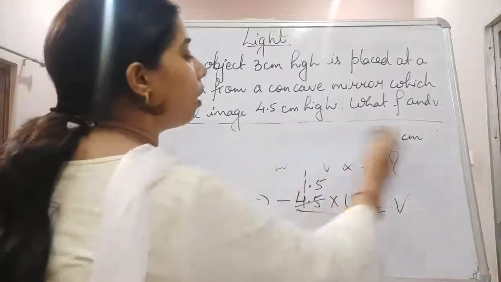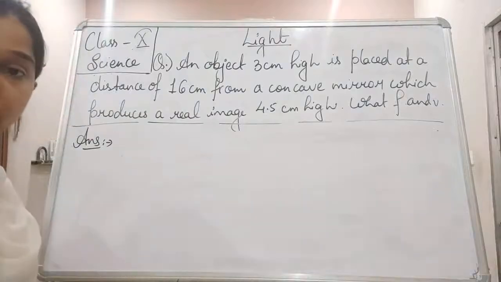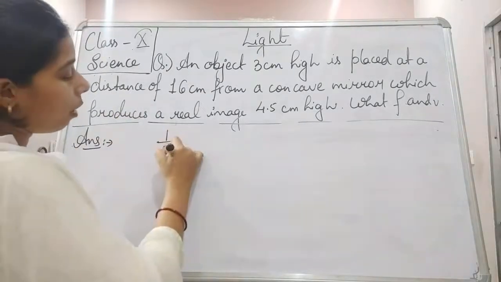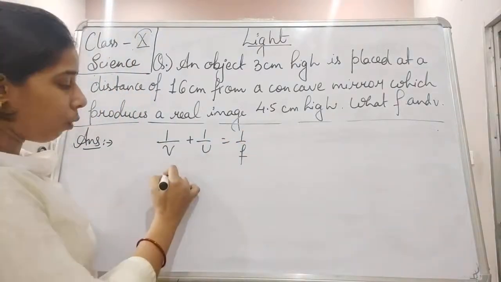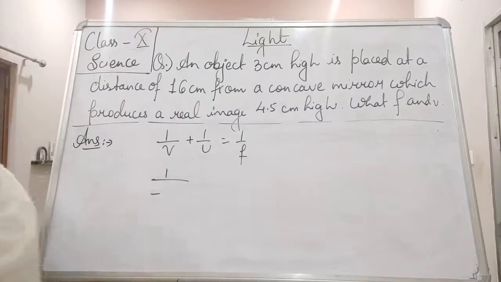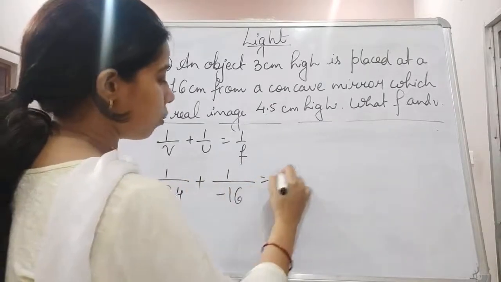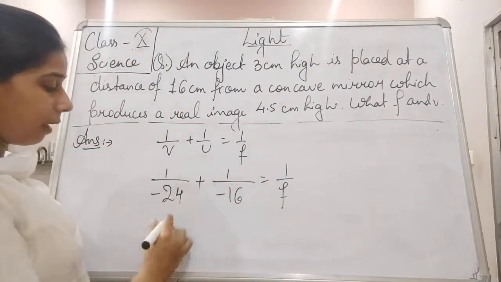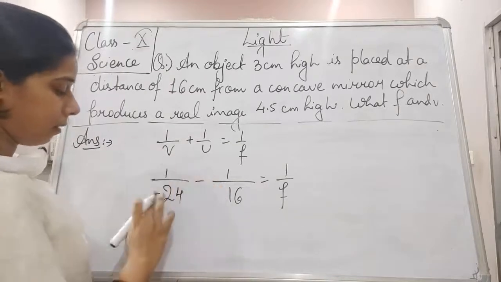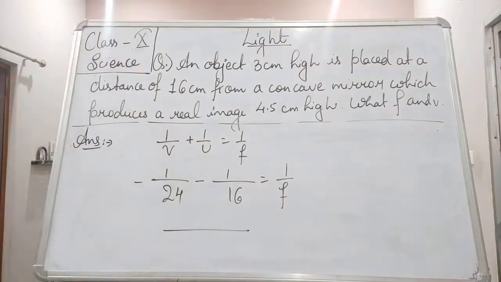Now let us move on and solve the another one, and that is the mirror formula. Focal length. We have to find the focal length. So formula is 1 by v plus 1 by u is equal to 1 by f. Right? Putting the value of the image distance, 1 by v, we know that the value is minus 24, plus 1 by minus 16 is equal to 1 by f. Now we know that this will become like this. Right? Now taking the LCM, what we will get, students?